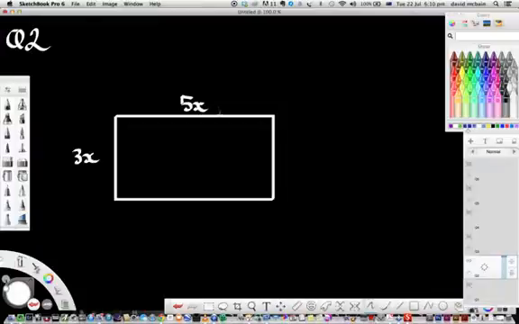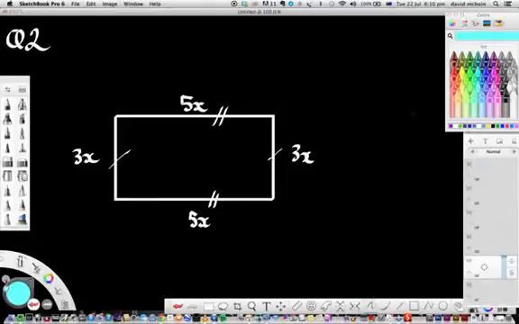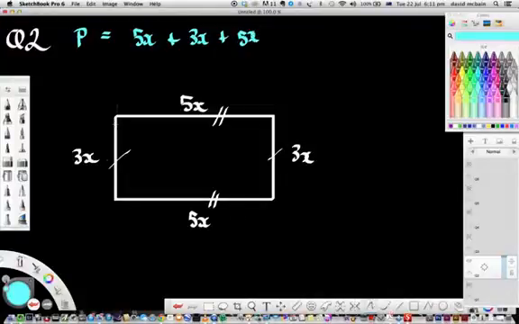So the strokes here mean that those two strokes here mean that these two are both the same, so that's also 5x. We had a single stroke there and a single stroke there, so they're both equal to 3x. So once again we had to work out the perimeter. Well, once again the perimeter is the distance around the outside, so we need to add all the sides up. So the perimeter will be 5x plus 3x plus 5x again plus 3x.